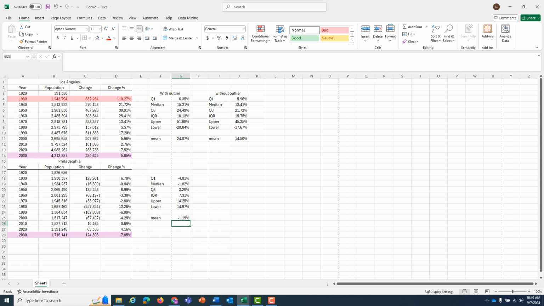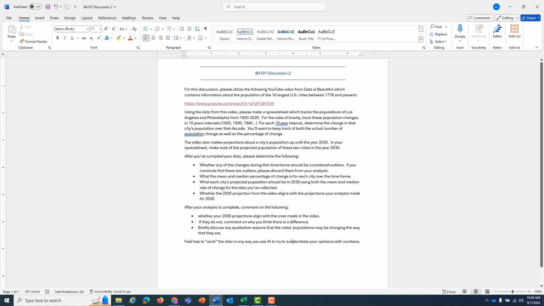So back to our question over here, it is asking us to do a bunch of things. We have to find what the mean and median percent of change is for each city over that time frame. We already have that, we just did that. And the next part, we have to make some kind of projection based upon the information we calculated on what the population would be in 2030 according to our data. Not what the video has, but what we have. And we're going to cover that in the next part of this video.